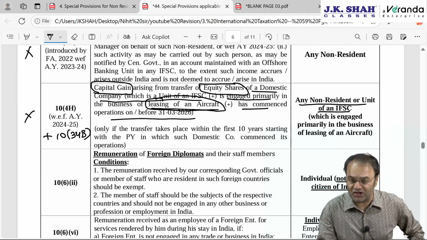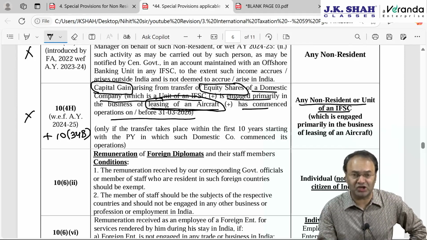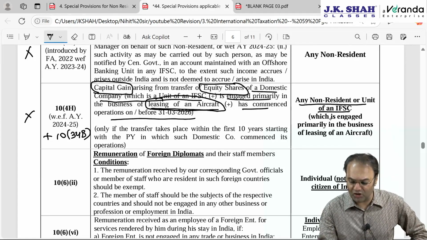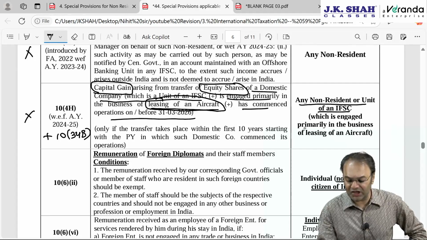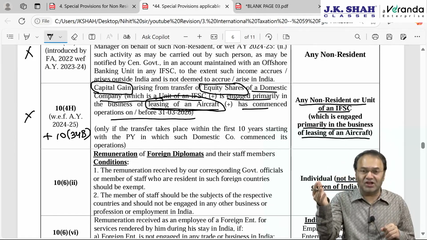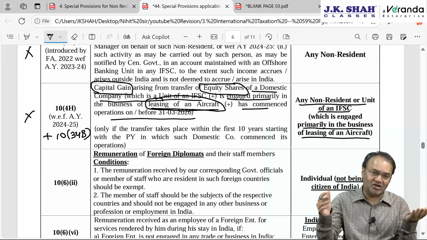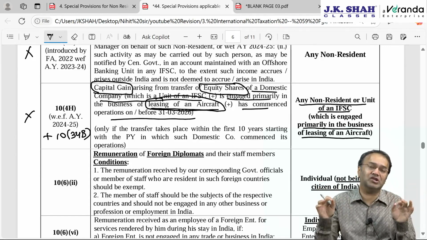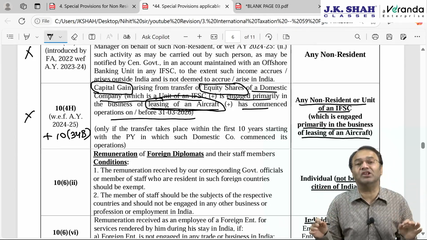And who should be the transferor? Transferor should also be non-resident or a foreign company or unit of IFSC which is engaged primarily in the business of leasing of aircraft. So the person who is transferring the shares and the company whose shares are transferred, both of them should be primarily engaged in the business of leasing aircraft.